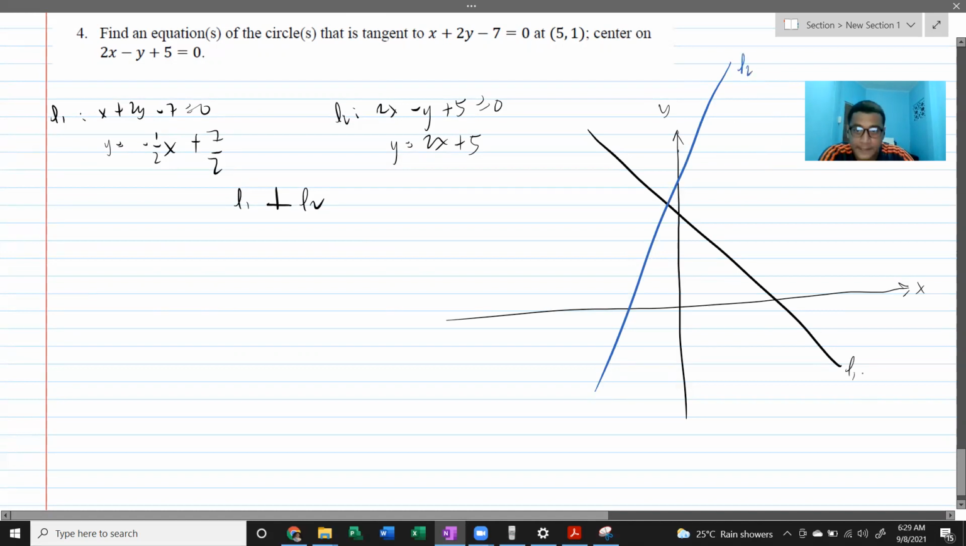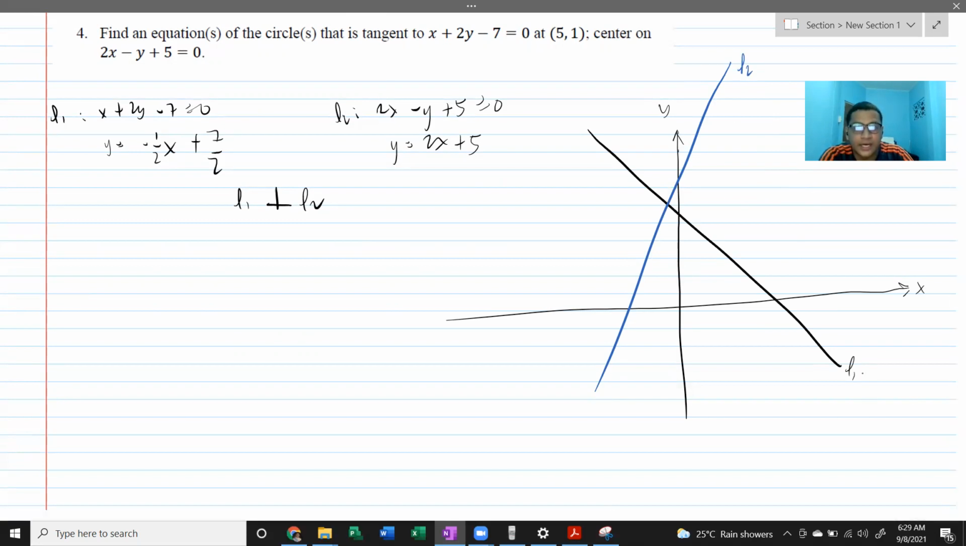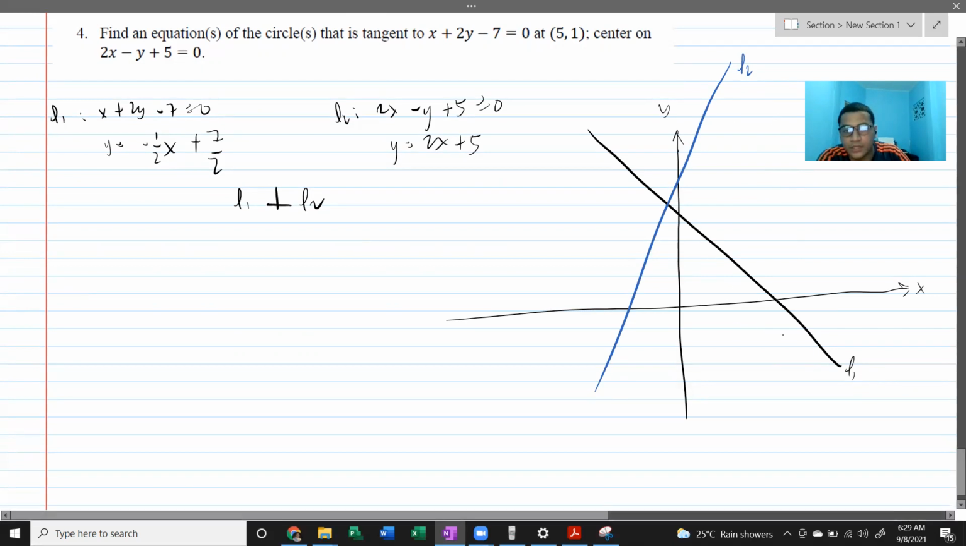Ito yung line 1. Now, the point of tangency is located at our line 1. So sabihin natin 5, 1. Ito, this is 5, 1. Okay? Now, the center is at this line. So, suppose sabihin natin ito. Okay? Now, if we connect these two, this must be the radius of the circle.